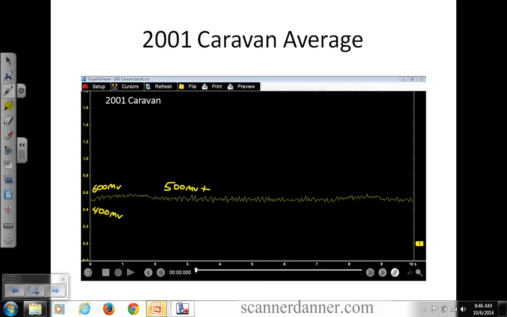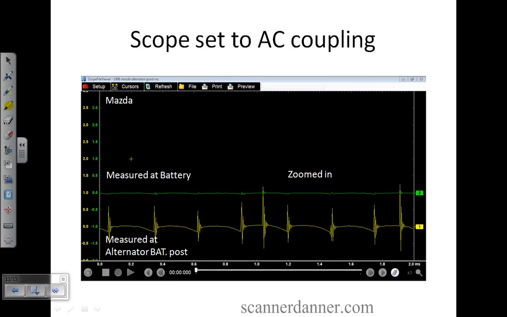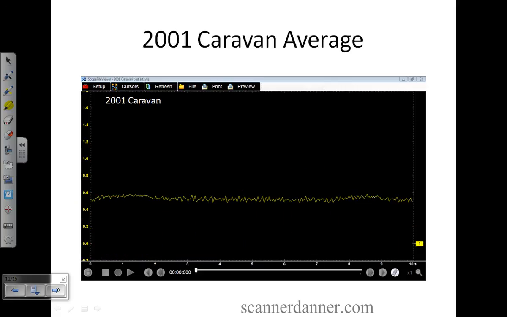But where do we want to be connected? We want to be connected at the BAT post of the alternator, not the battery. And I showed you why. You can see if we back up a couple of images, you see how clean it looks, right? Look how clean that looks. This same pattern when we're at the battery. And that's AC coupled. That's not an average anymore. Oh, this is scope settings. Don't go to the battery. Go to the battery post of the alternator.